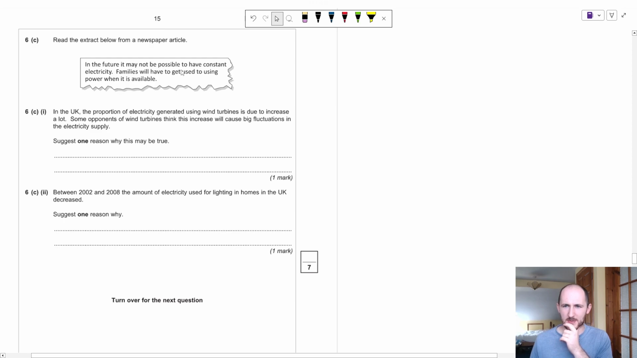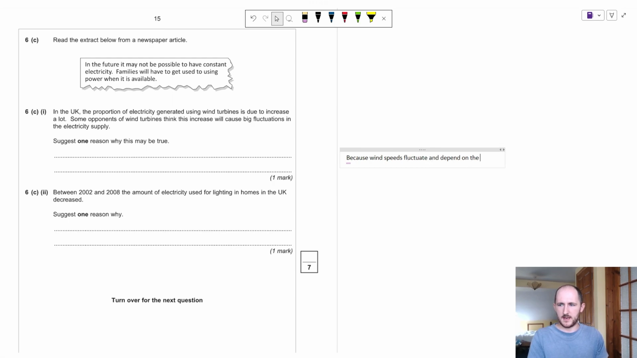Alright, so read the extract below from a newspaper article. In the future, it may not be possible to have constant electricity. Families have to get used to using power when it's available. In the UK, the proportion of electricity generated using wind turbines is due to increase a lot. Some opponents of wind turbines think this will increase. Just one reason. Oh, okay, that's easy. This is because wind speeds fluctuate, and depend on the weather.